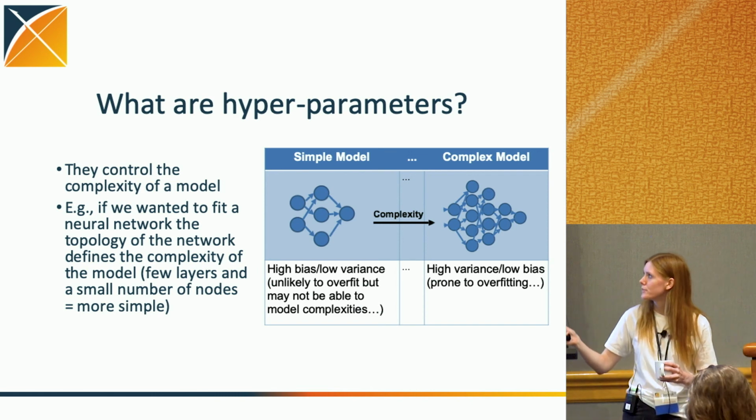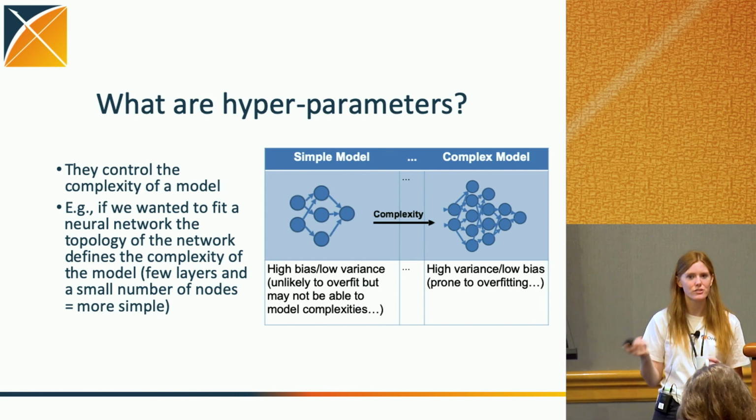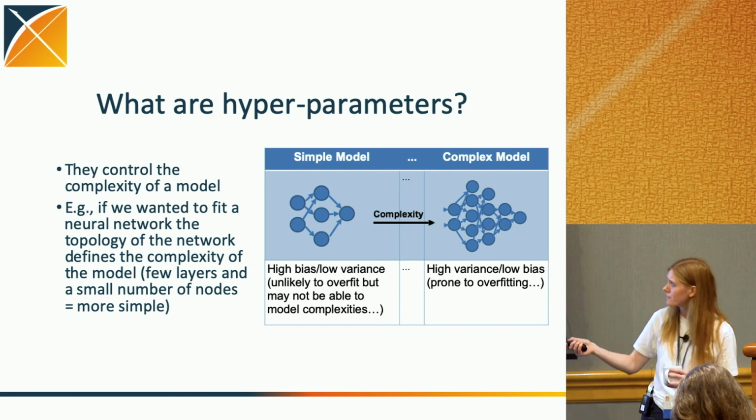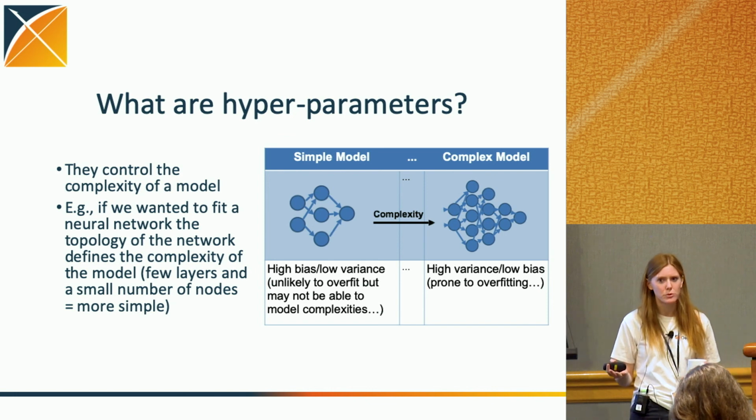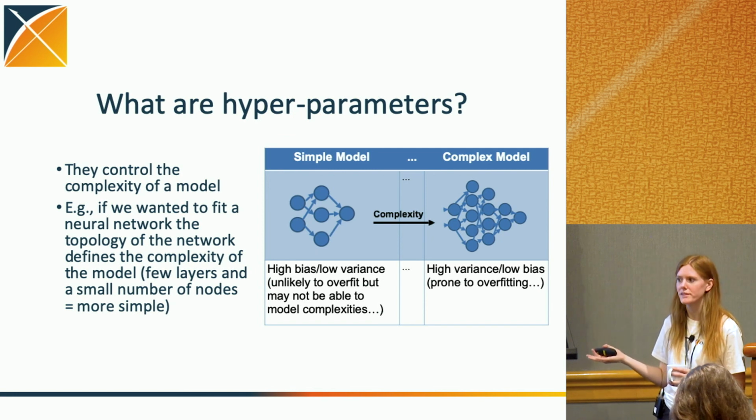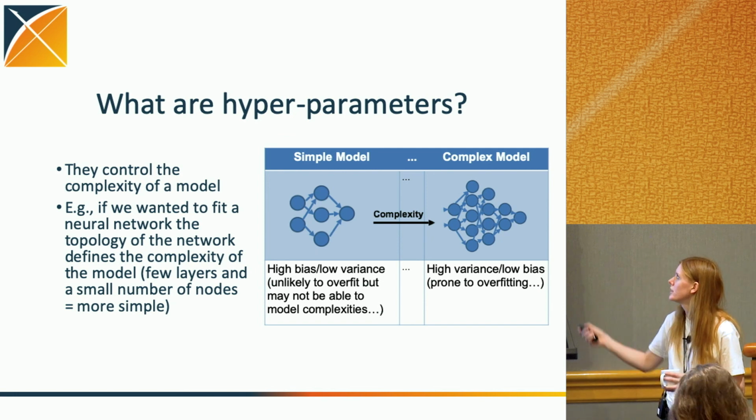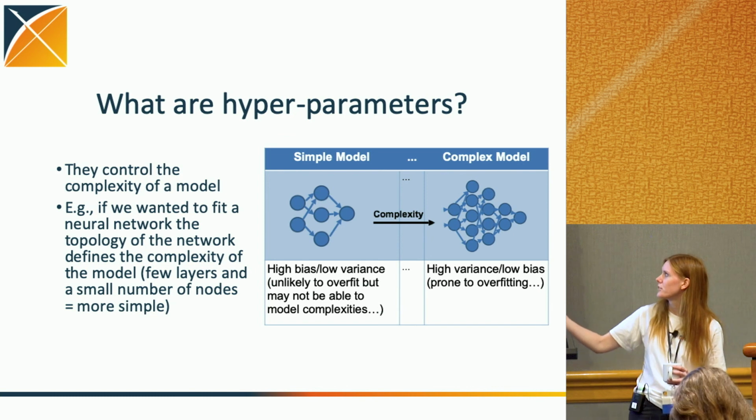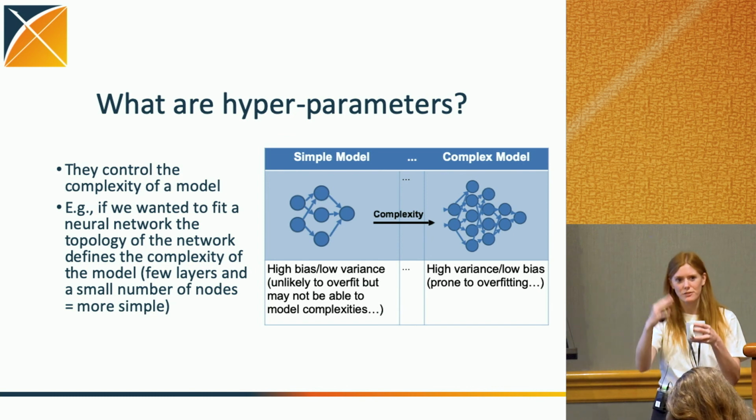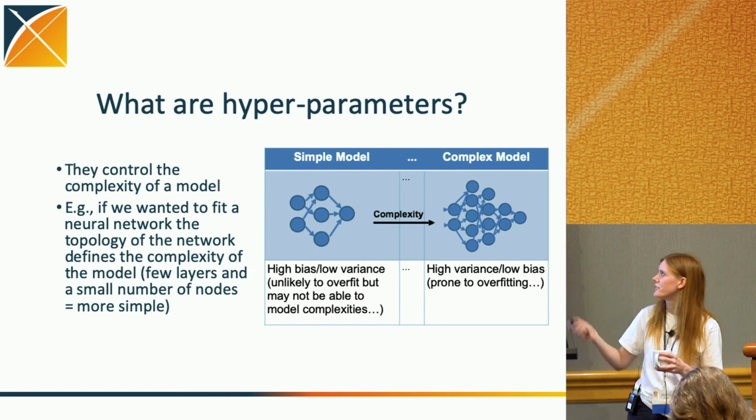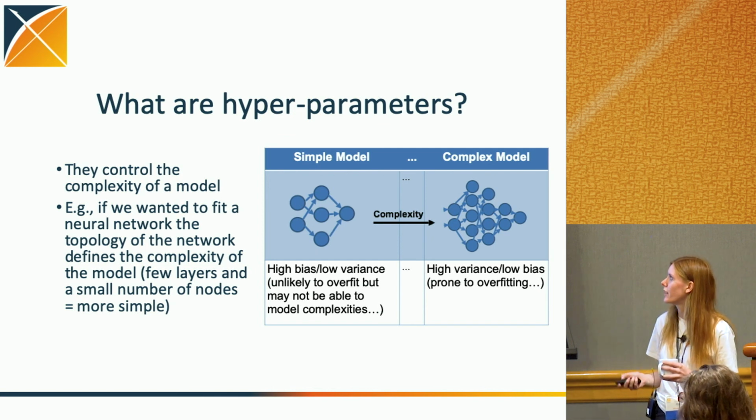So what are hyperparameters? I mentioned that they control the complexity, which would affect the decision boundary complexity. You've got a simple model, which people also say has high bias, low variance. This isn't going to overfit because it's very simple, but it might not be able to fit well enough to the complex data if you've got complex data. The complex model has high variance, low bias. It's likely to overfit. But if you have data that's kind of all over the place, you might need something a bit more complex to be able to separate that out.